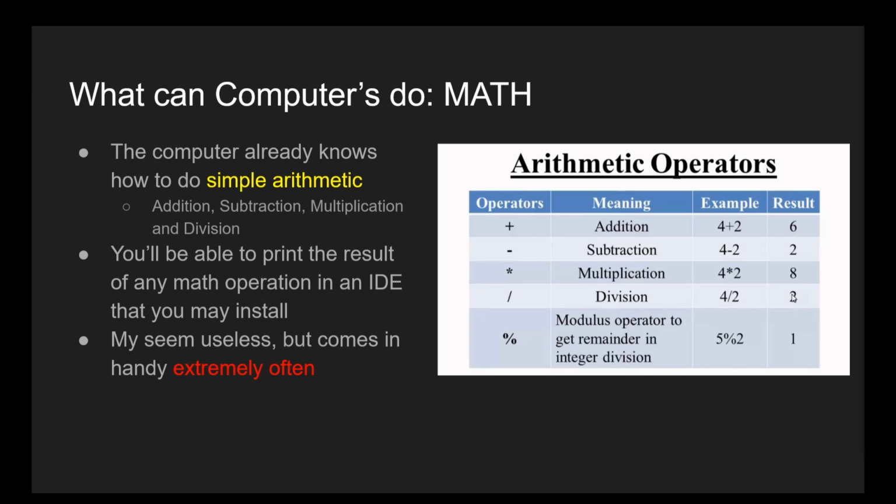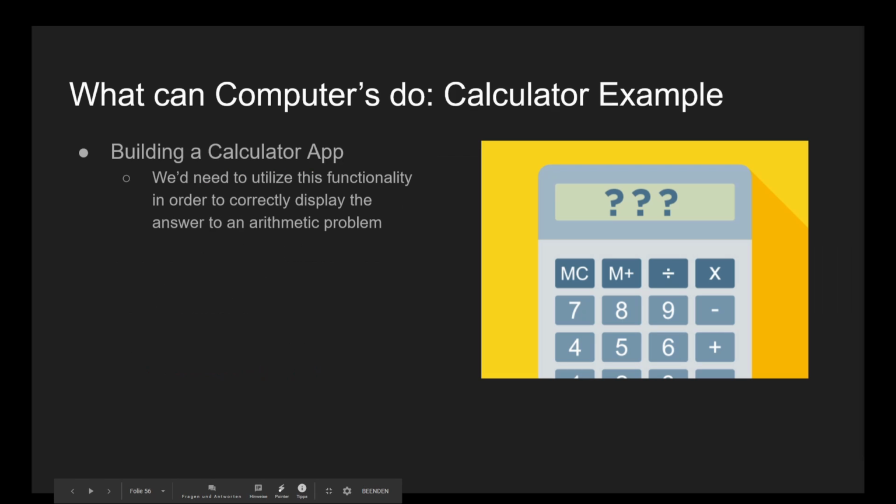But you have to remember that computers are dumb, and anything we want a computer to do, we have to build up from scratch. Basic arithmetic, while simple, helps out in almost any program you may write. For example, if we wanted to build a basic calculator app, we need to utilize this functionality in order to correctly display the answer to an arithmetic problem when our user tries to add, subtract, multiply or divide two numbers.